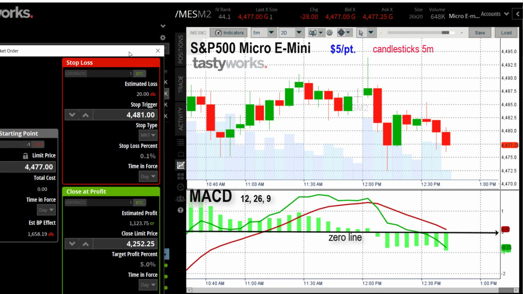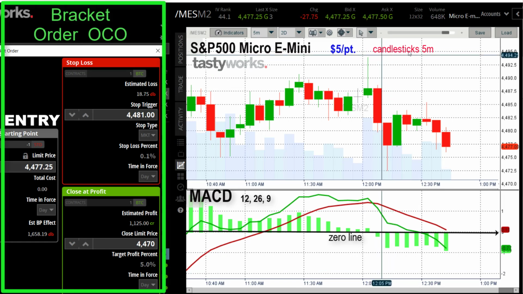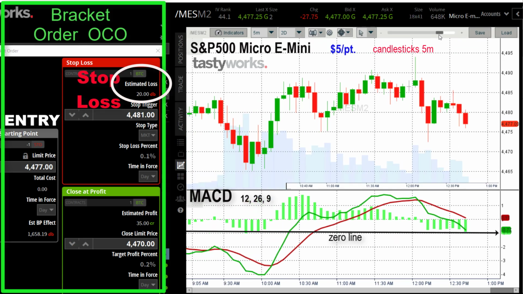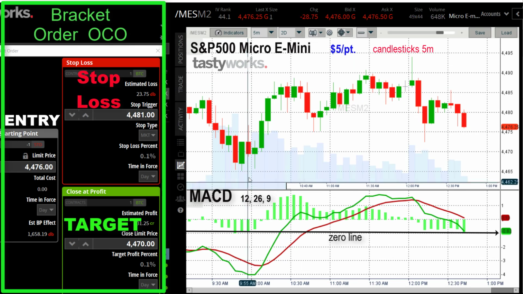Over on the left, you see I'm going to enter a bracket order. A bracket order has 3 points now: the starting or entry point, whether you're going long or short, the stop loss, the amount of dollar risk you want to put on the trade, and it has a calculator that figures that for you before you send a trade, and close at a profit, or the target price, which is pretty arbitrary actually. The market doesn't care what you think it's going to do, right?